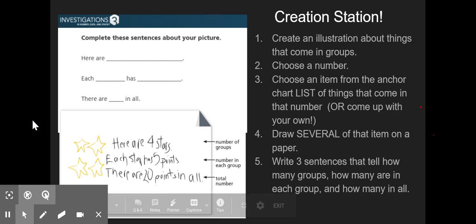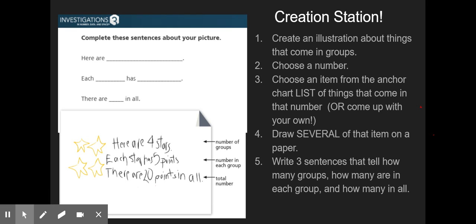So our in-class activity would be to create an illustration about things that come in groups. And this is something you could do at home to practice. You're going to choose an item that you know comes in groups. Something like earrings, which comes in a group of 2, or maybe bike wheels on a tricycle would come in a group of 3. Sides of a triangle would come in groups of 3, or maybe pennies and a dime comes in groups of 10. And you're going to draw a picture.